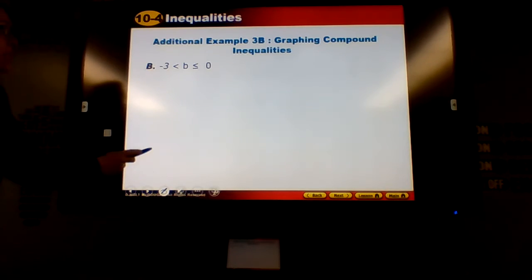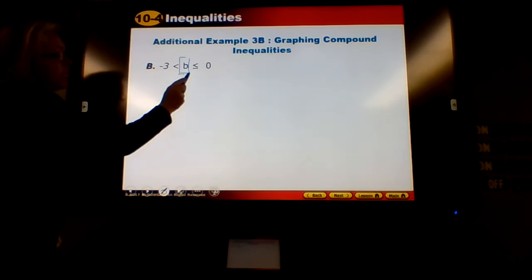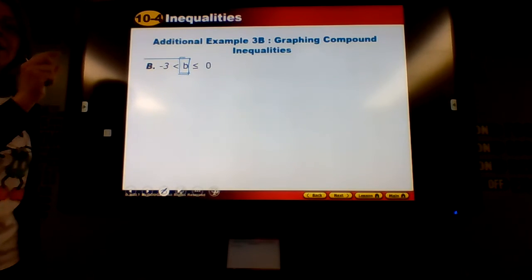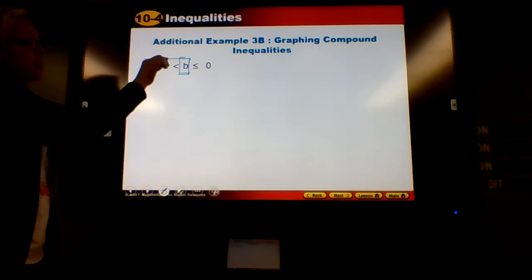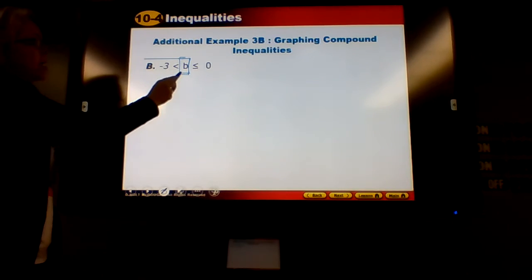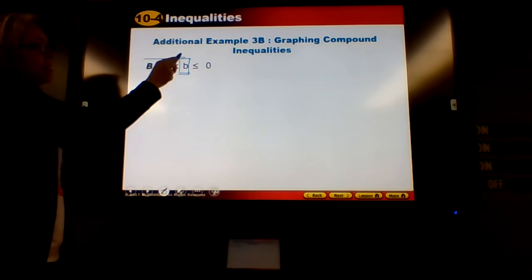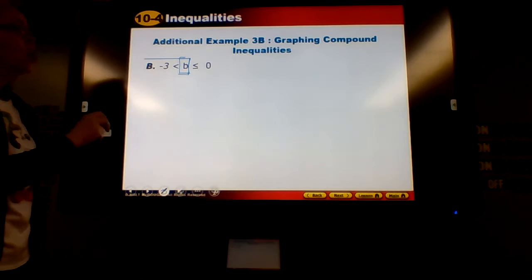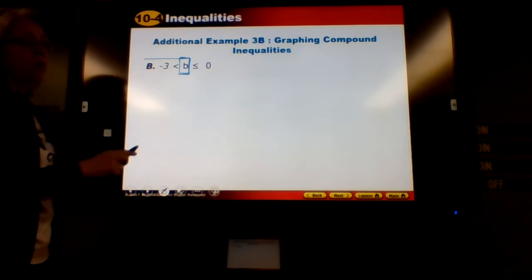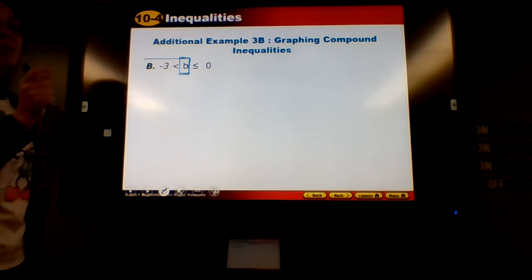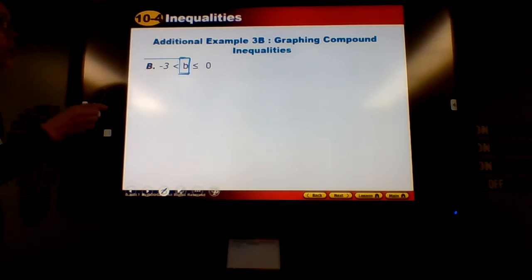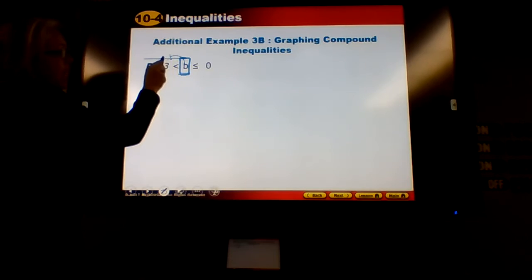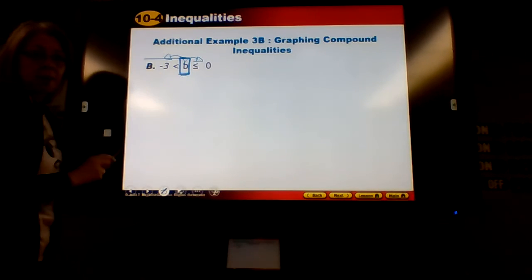So here is a compound inequality. Notice we don't have the word and, but we have the variable right in the middle of our inequality. So this would be read, B is greater than negative 3 and B is less than or equal to 0. Okay? Even though you don't see that and, when you see the variable in the middle of two inequalities, that's a compound and inequality. So notice they're going to graph this by reading this variable first, going this way, and then reading it going this way. Okay?